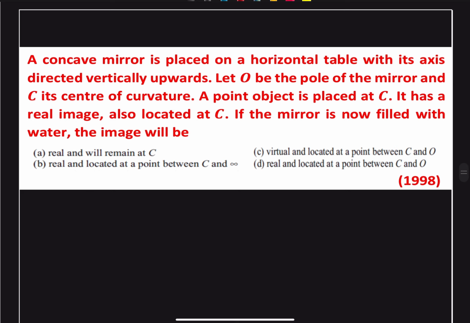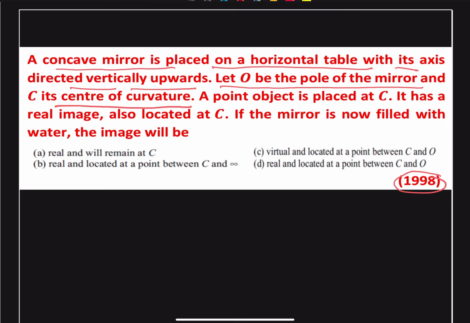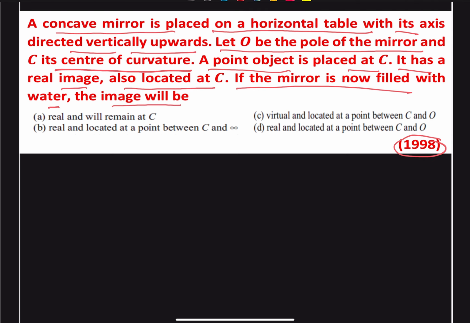It was also asked in the year 1998, and it states that a concave mirror is placed on a horizontal table with its axis directed vertically upwards, and let O be the pole of the mirror and C the center of curvature. A point object is placed at C. It has a real image also located at C. If the mirror is now filled with water, the image will be. So this is, more or less, something we can analyze with the help of a figure, by drawing the diagram also.